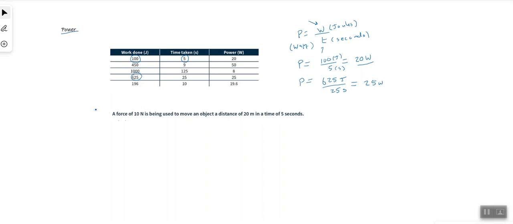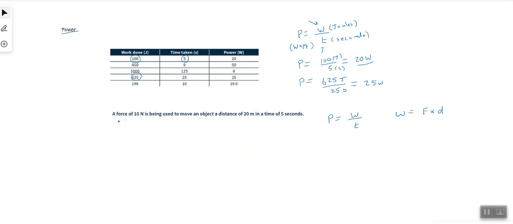So let's look at an example of a question. Always when you're doing these questions, first of all, write out your formula. So power is equal to work divided by time. First of all, you have to get work, and then you have to get the time. In this one, we're also going to need to calculate work. So work is equal to force multiplied by distance. So the first thing we want to do is get work.